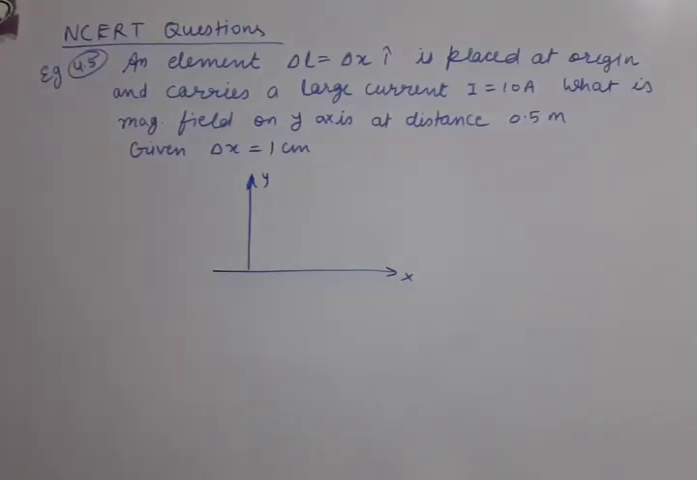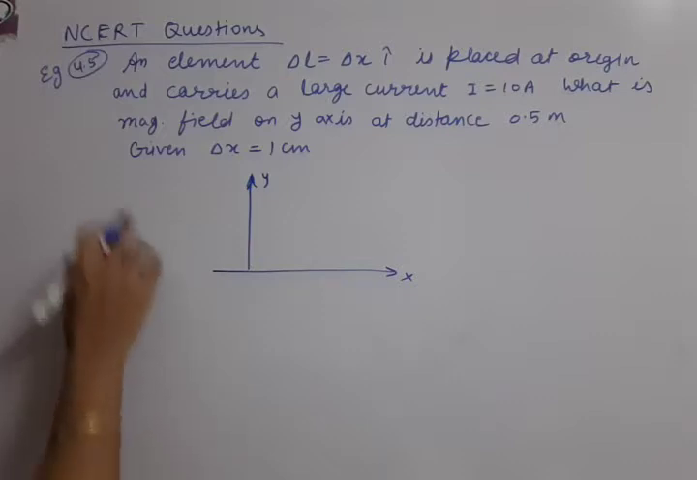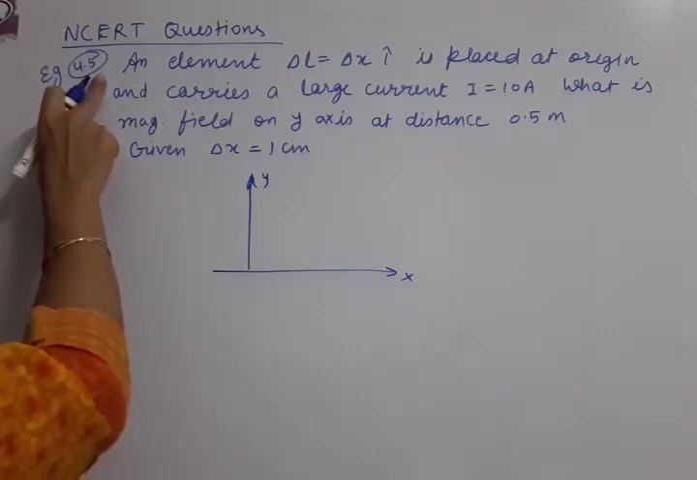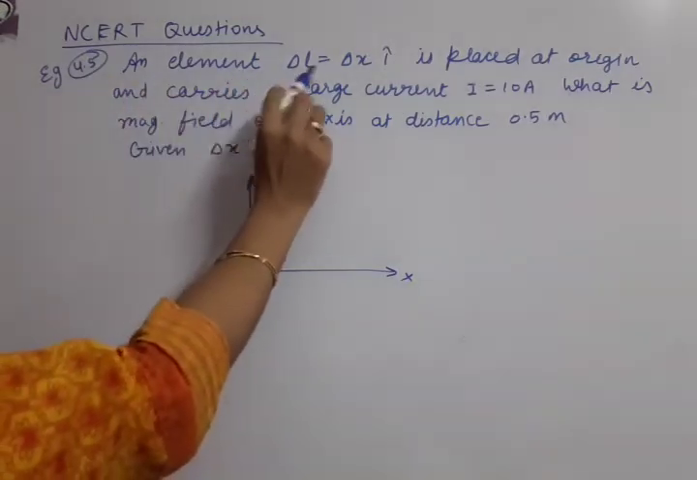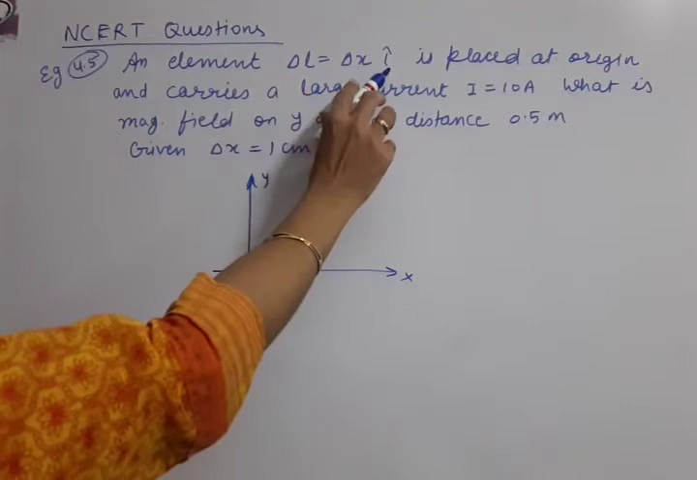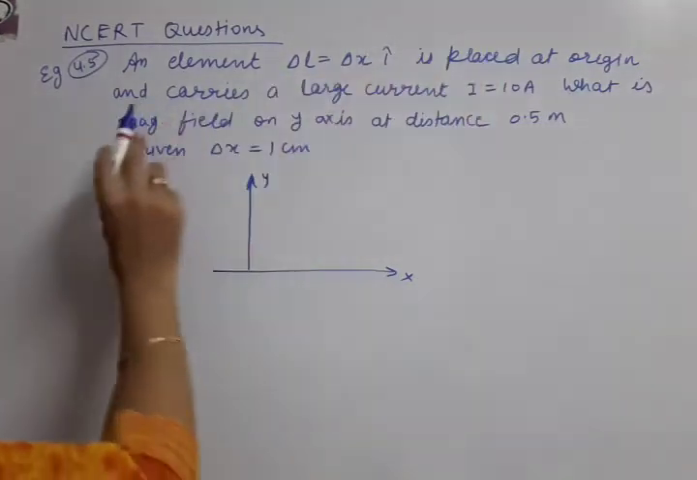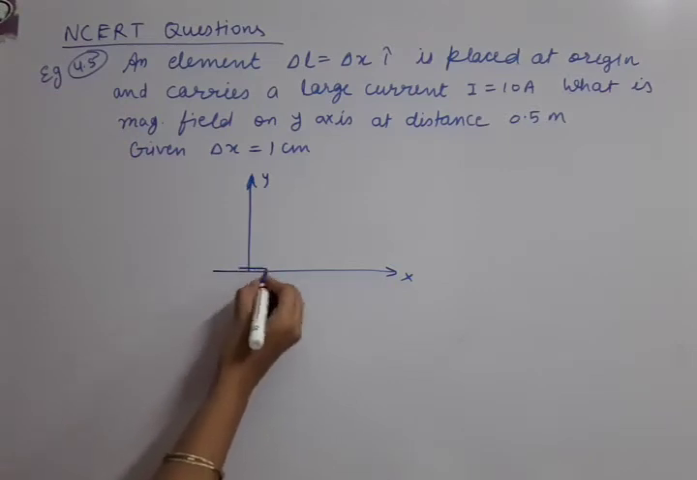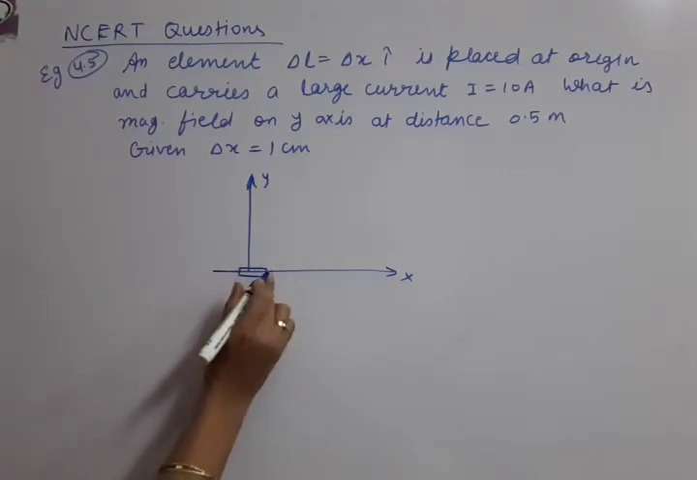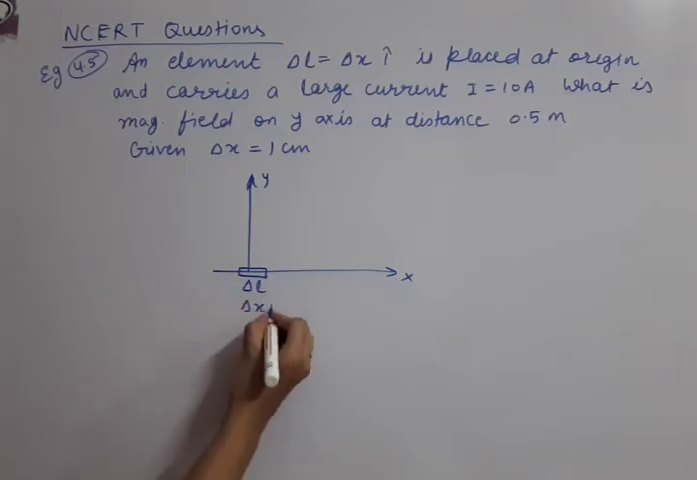Now we will understand some NCERT questions which are based on Biot-Savart law and Ampere's law. First question is example number 4.5 of NCERT book. An element delta L equal to delta X I cap is placed at origin. Origin means here, so I am keeping a delta X element in the diagram. Its value is delta X I cap.